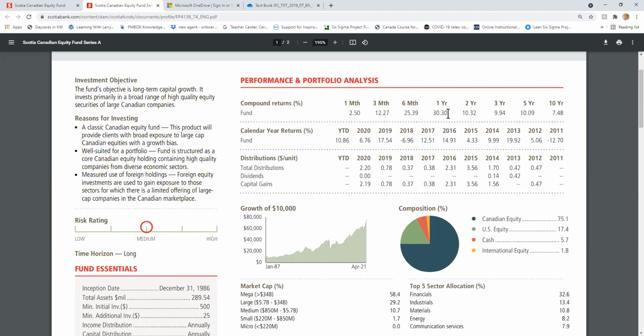10.32. So can you calculate if you put in $10,000, how much money will you make in 1 year? Anybody want to tell me based on 30.3%? If you put in $10,000, how much would it have gone up by? 3,000. Yeah, $3,030, that's right. So in your account, you would have $13,300, right? So this is how you estimate how much it would have.